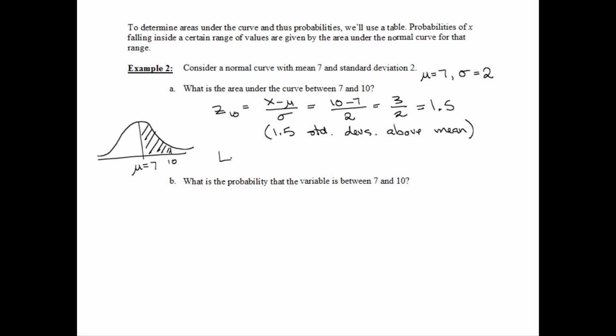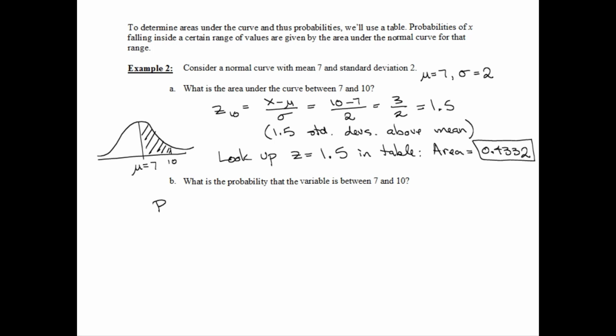So what we do is we look up that z-score in your table. We look up z equals 1.5 in your table, whatever table you are using. It should give you an area of 0.4332. That's the area that we are trying to find. Now, this area corresponds to a probability. The probability that the variable is in between 7 and 10.